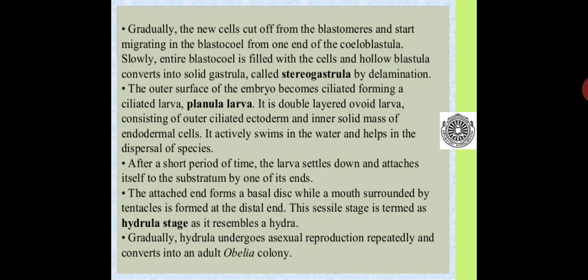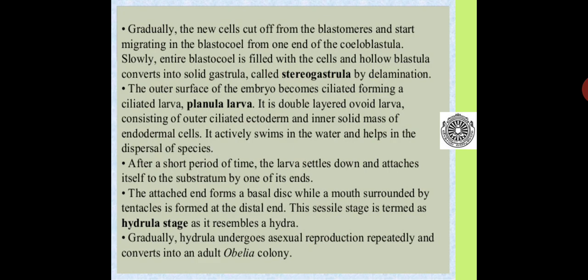The outer surface of the embryo becomes ciliated, forming a ciliated larva, that is planula larva. It is a double layered ovoid larva consisting of outer ciliated ectoderm and inner solid mass of endodermal cells. It actively swims in the water and helps in the dispersal of species.